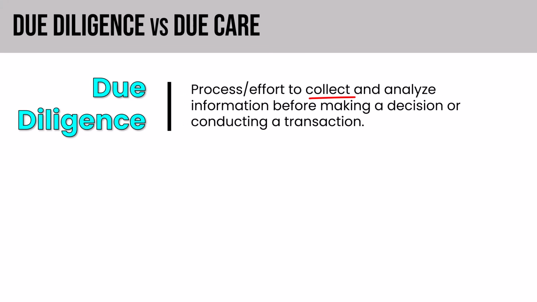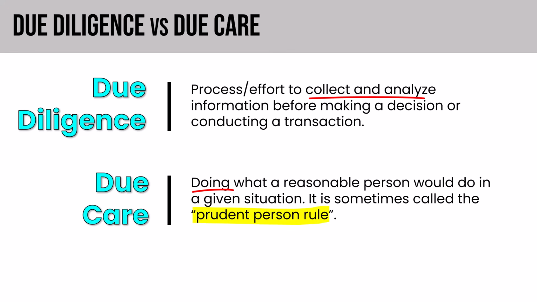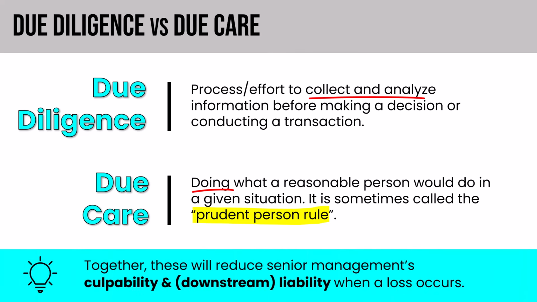So due diligence is the process of collecting and analyzing information before making a decision or conducting a transaction. Due care is doing what a reasonable person would do in a given situation. It's sometimes called the prudent person rule. So together, these will reduce senior management's culpability and downstream liability when a loss occurs, because the organization has a responsibility of due care, of implementing reasonable security to protect user data.